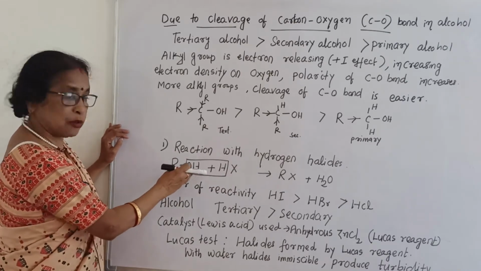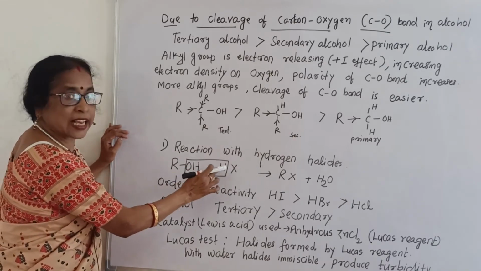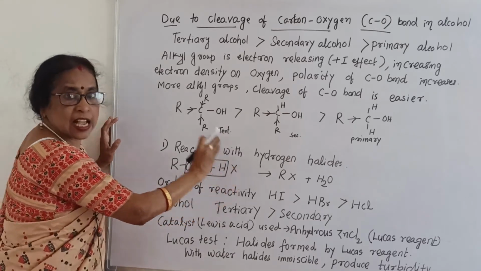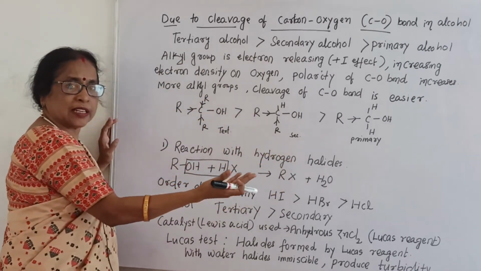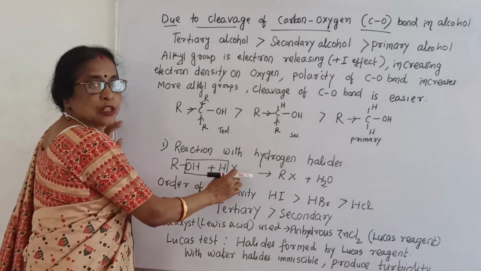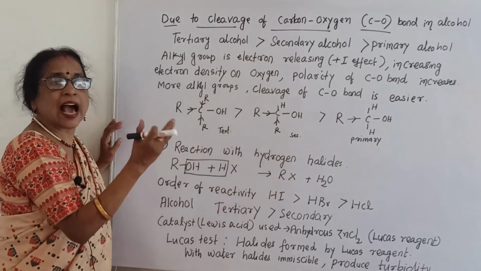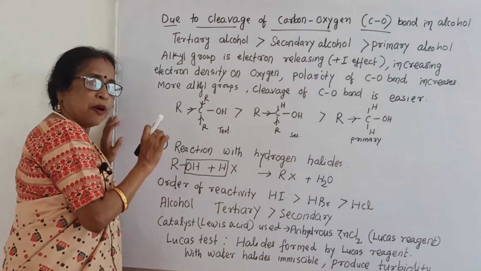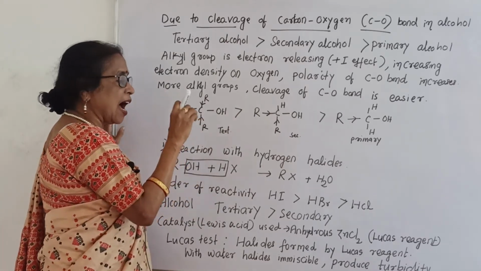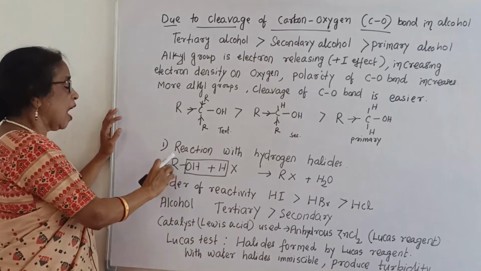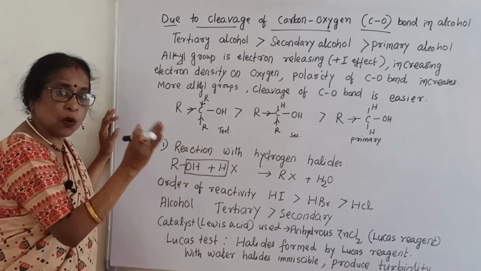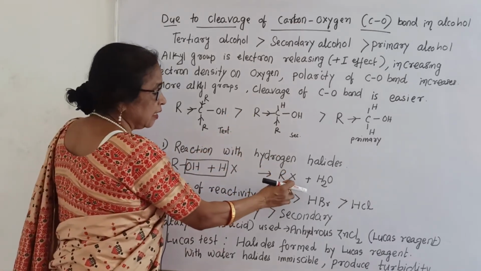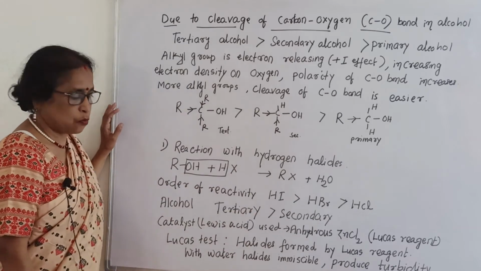Here I want to explain: from this ROH alcohol, the OH part, and from the acid, the H part, then what is the byproduct? Water. Then what is remaining? RX. So RX is the main product. What is RX? Alkyl halide. What is its IUPAC name? Haloalkane. So the important fact here is that when hydrogen halide reacts with ROH, the OH part of the alcohol reacts with the hydrogen of the acid and gives RX and water.